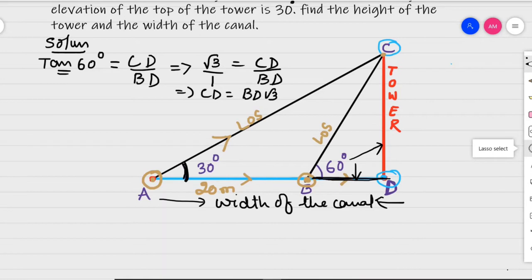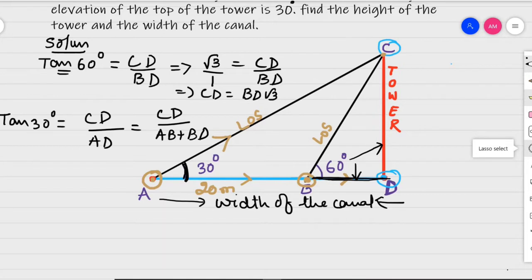Because from tan 30 also you can calculate CD, and BD will be a part of your AD. So in the bigger triangle ACD, tan 30 will be equal to CD by AD. Now what is your AD, children? Your AD is nothing but AB plus BD. So you know the value of AB, AB is 20, and you have to find the value of BD.